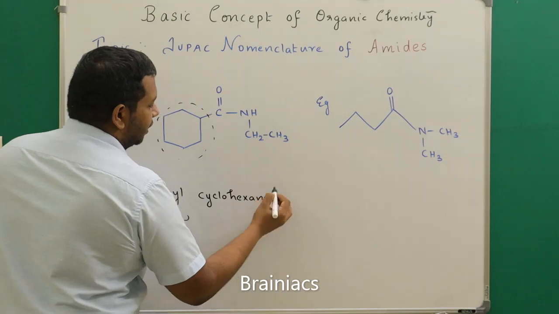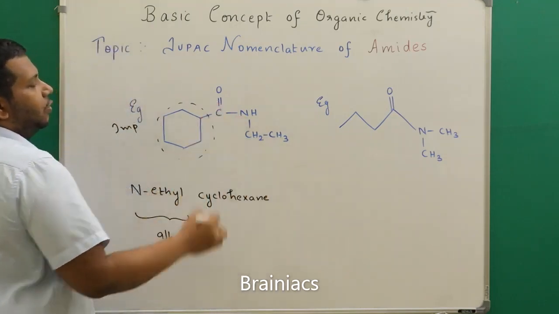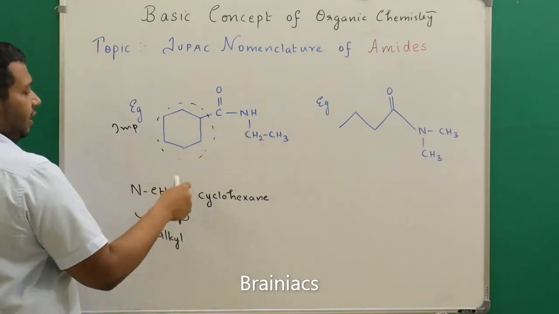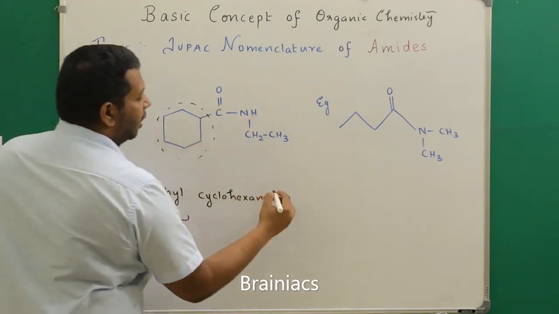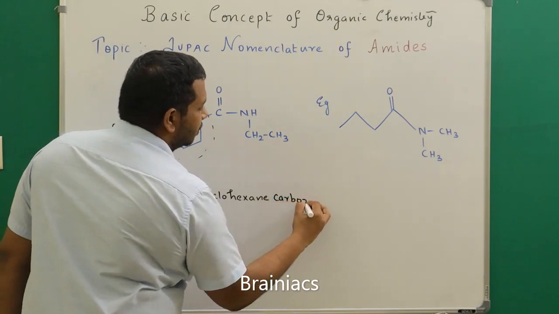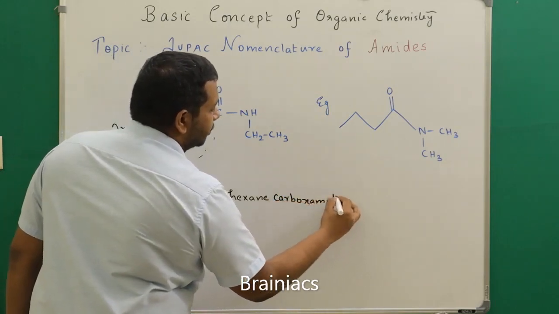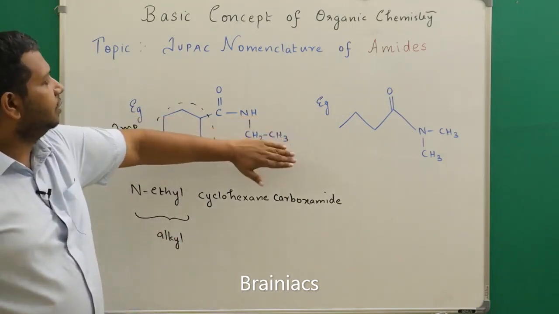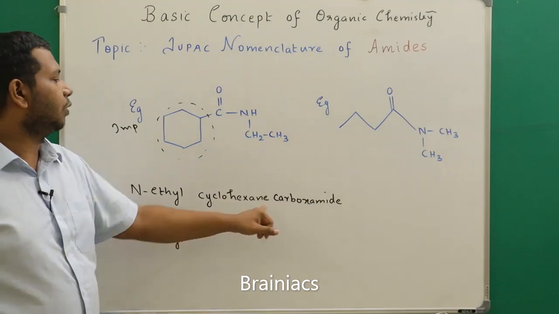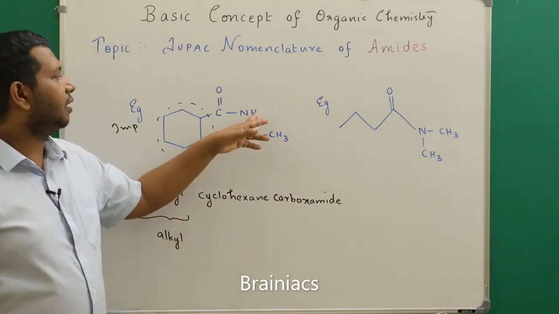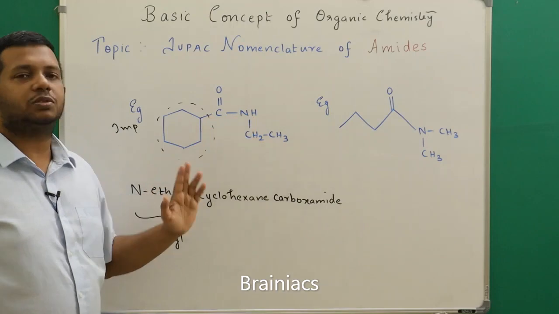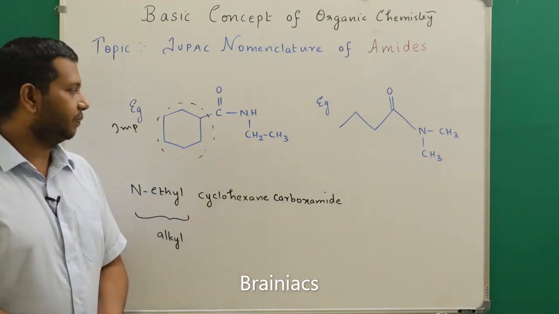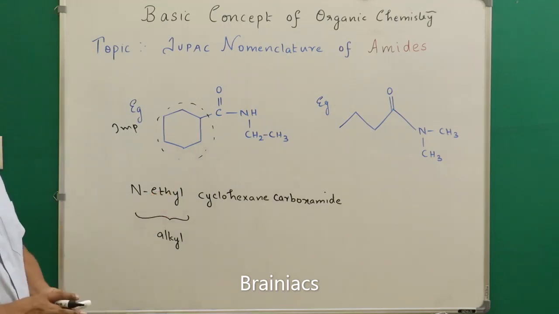Cyclohexane. If it is not included, what is the suffix? We are using carboxamide. So N-ethyl cyclohexane carboxamide. Understood? If you remove this, it is CONH2, that is cyclohexane carboxamide. Now instead of one H I put CH2CH3, then it becomes N-ethyl cyclohexane carboxamide. Okay, so it is clear, I hope.